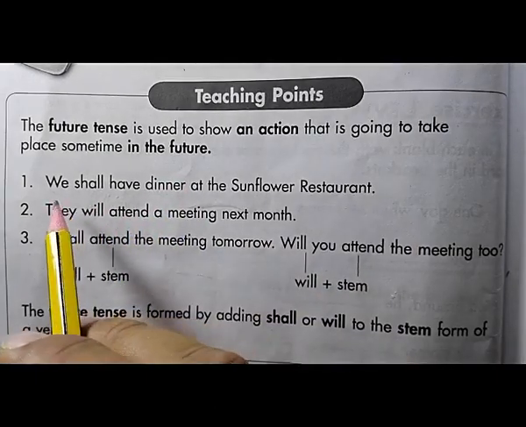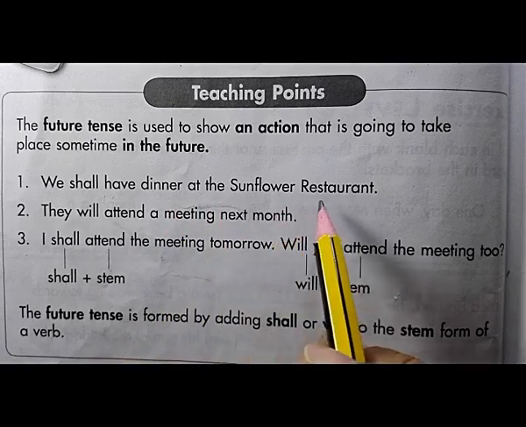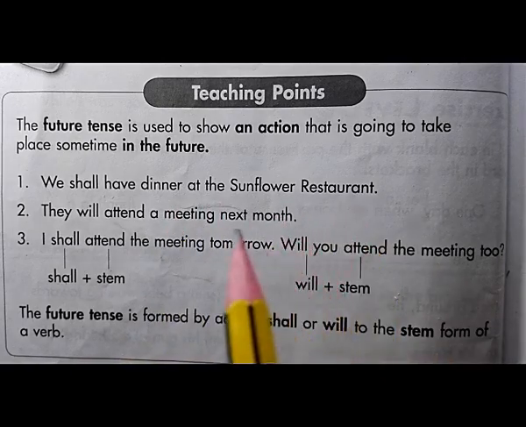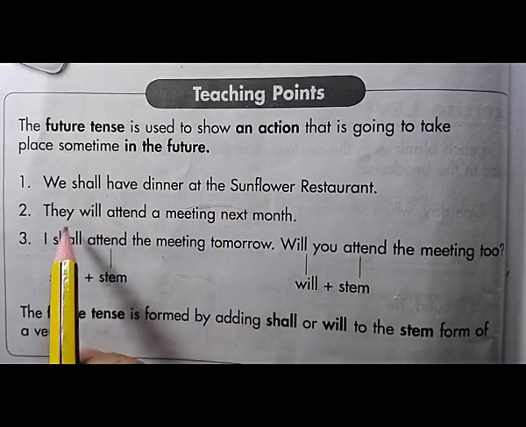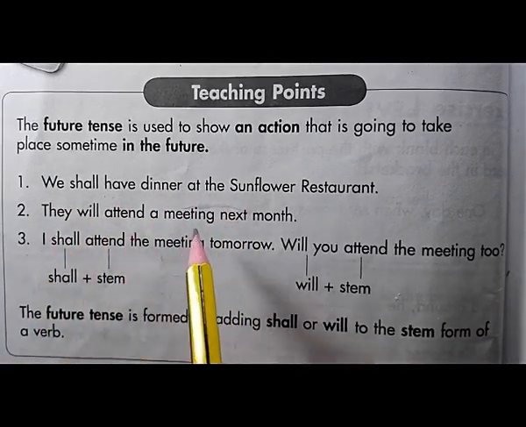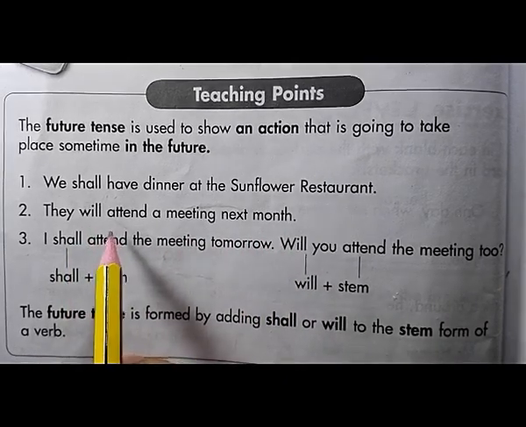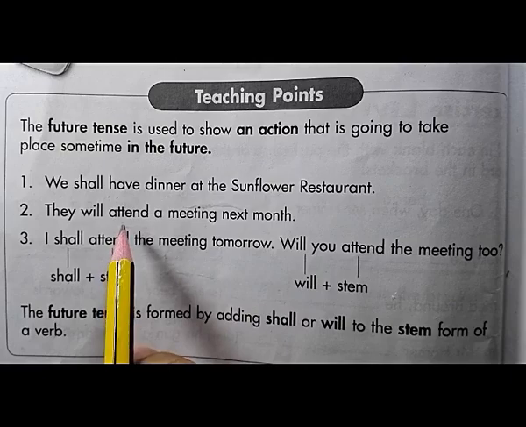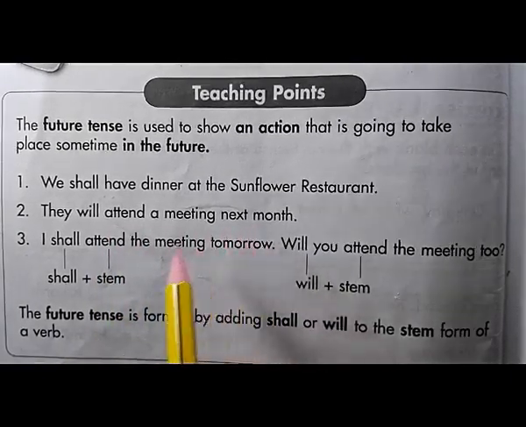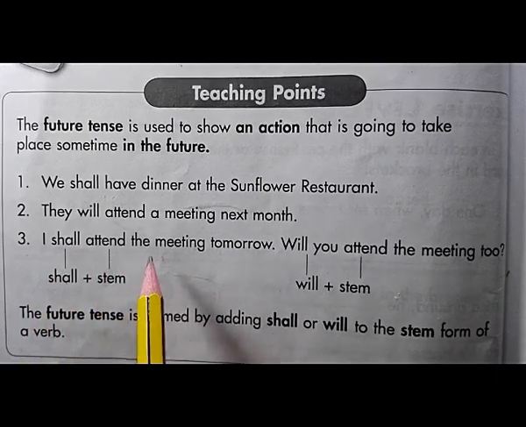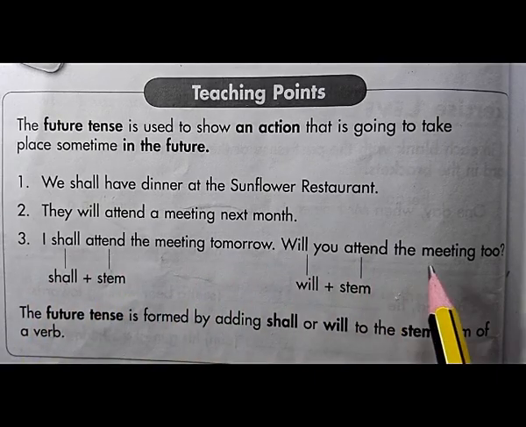Look at these examples. We shall have dinner at the Sunflower restaurant. So this is what we are going to do in future. They will attend a meeting next month. They need to attend, or they want to attend, or they have intention to attend a meeting next month. I shall attend the meeting tomorrow. Will you attend the meeting too?